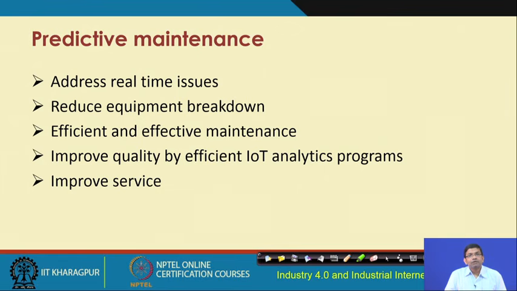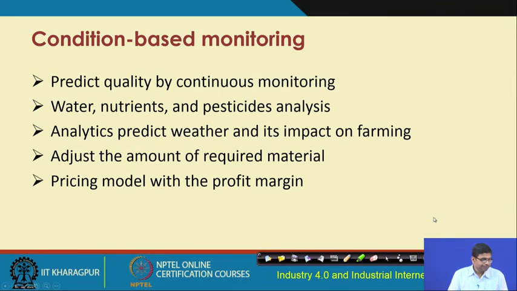So, what is required is through appropriate predictive maintenance through IoT integration, we are going to have efficient and effective maintenance and improvement of quality by efficient IoT analytics programs, and in turn improving the overall services that are delivered. So, condition based monitoring is going to be possible. It is going to be possible to predict the quality by continuous monitoring, water, nutrients, pesticides, their analysis and analysis in real time is going to happen through the integration of IoT solutions.